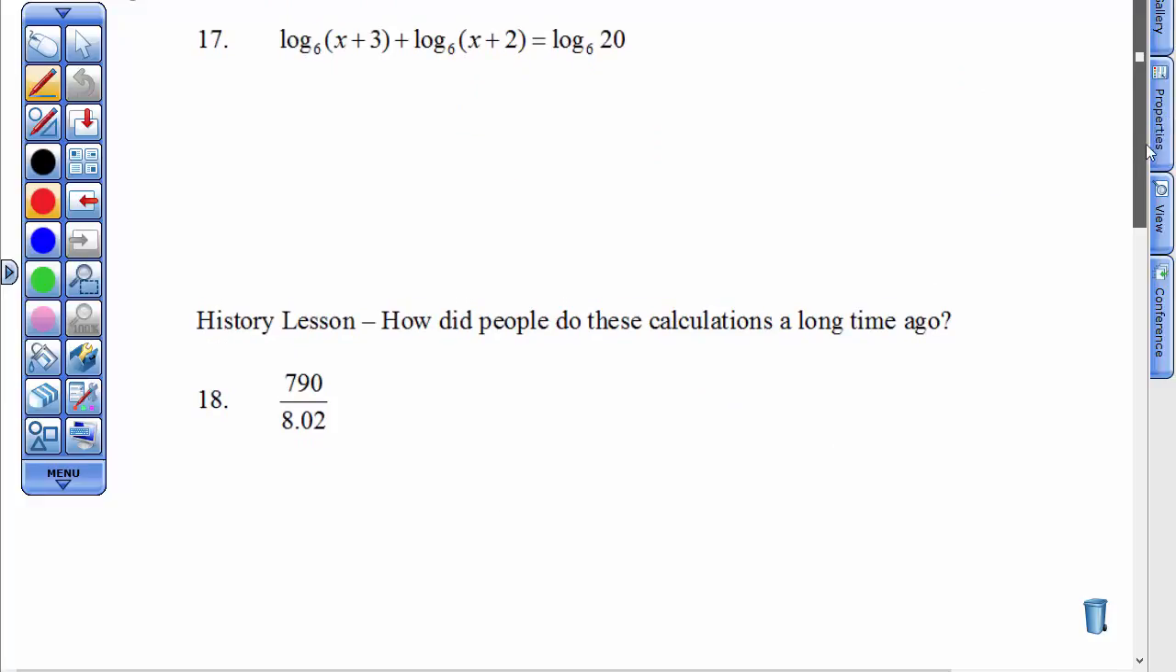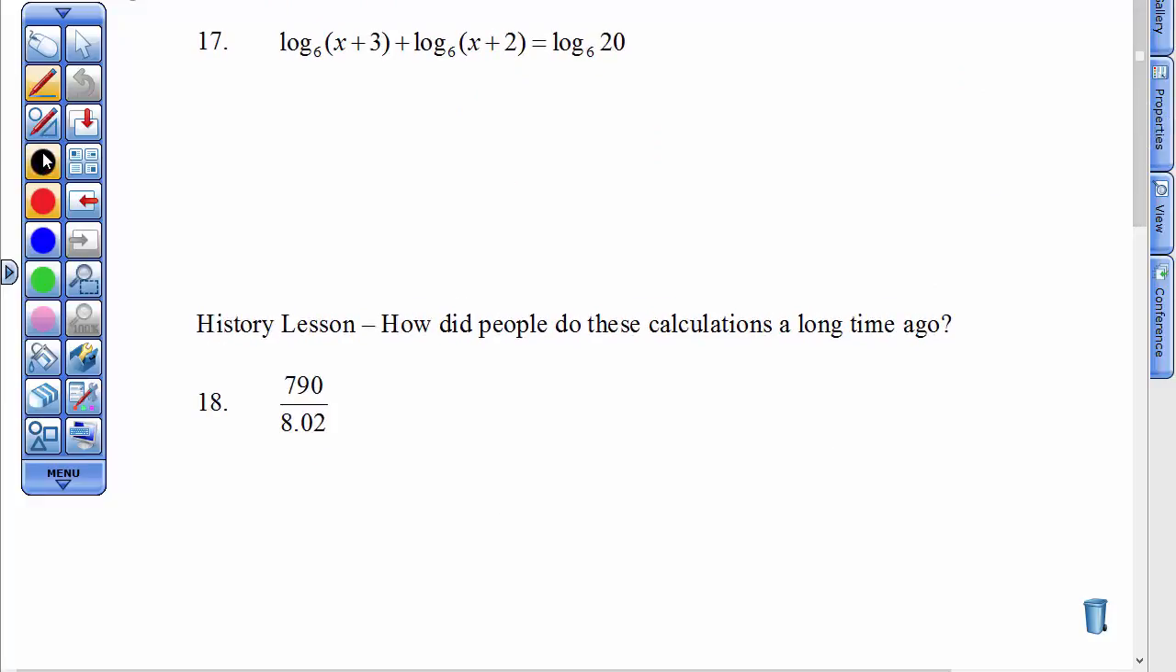This one's very similar to the one we just did, so you could stop the video and do this yourself, because there's the word log, and they all have base 6 on both sides. This one happens to be a plus sign. So to combine these, I'm going to write this as a single logarithm, where this is the product of x plus 3 times x plus 2. And then, because these are both log base 6, it goes without saying that this expression has to equal the 20 for the statements to be true.